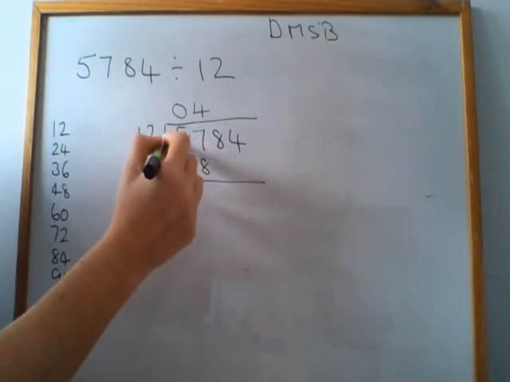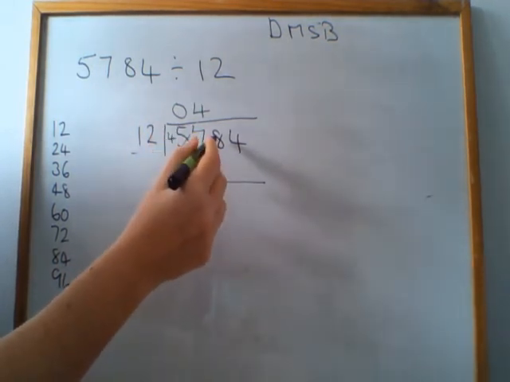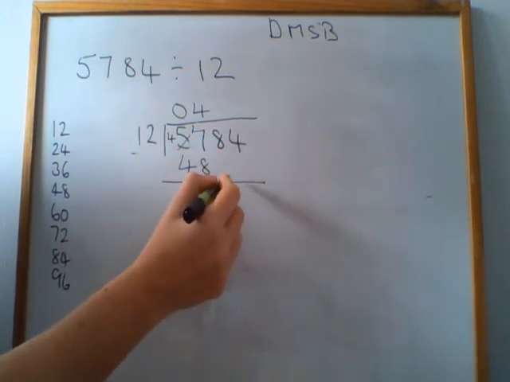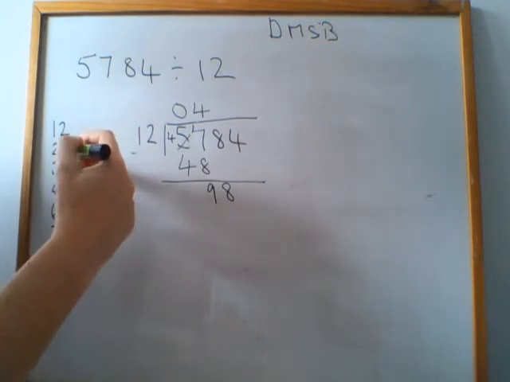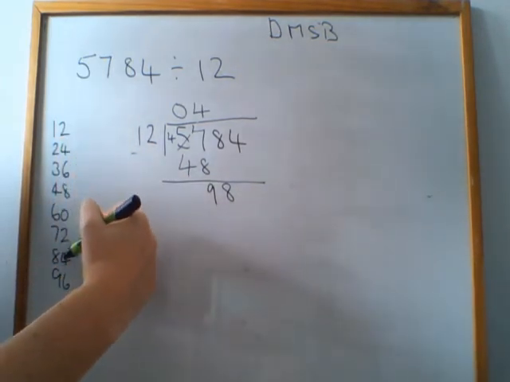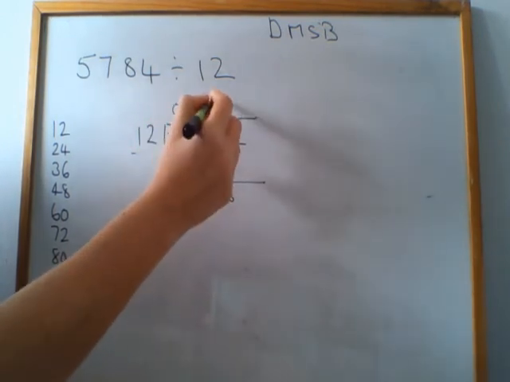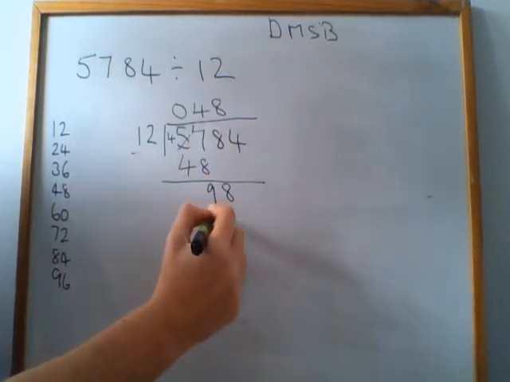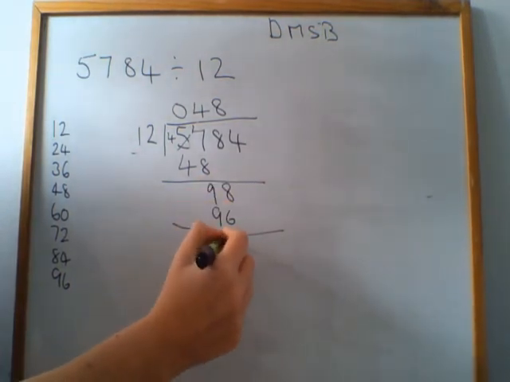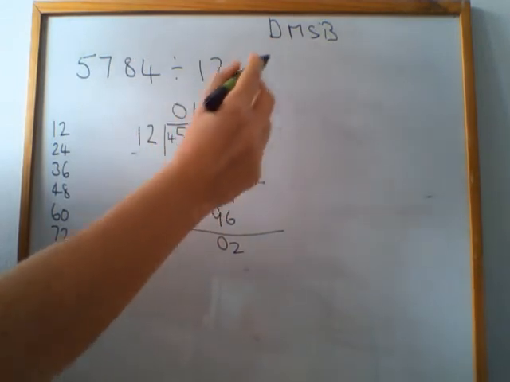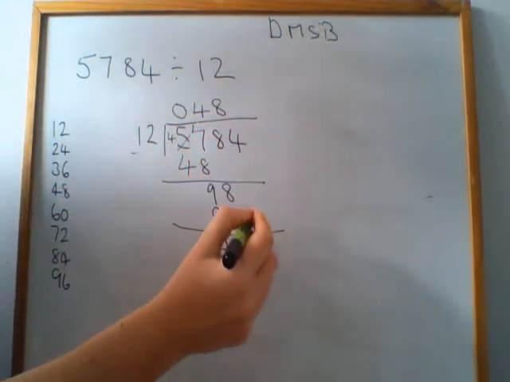7, I can't do that. 17 take away 8 is 9. Okay, I've subtracted, so now I bring down my 8 and I go back to the beginning. 12 into 98, 1, 2, 3, 4, 5, 6, 7, 8. And then 8 times 12, oh sorry, we must write my 8. 8 times 12 is 96. Subtract, 8 take away 6 is 2. I've subtracted, so what I need to do now is bring down my 4.